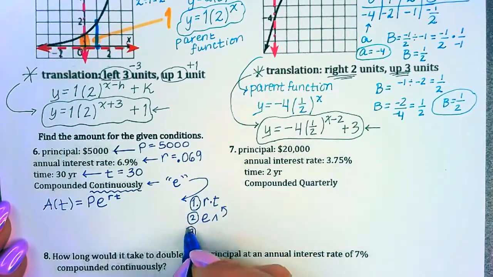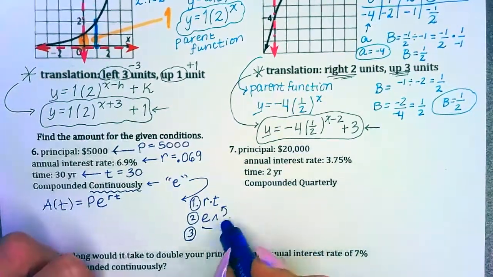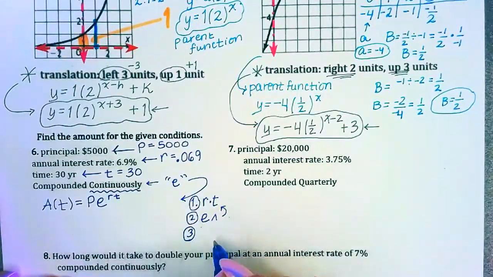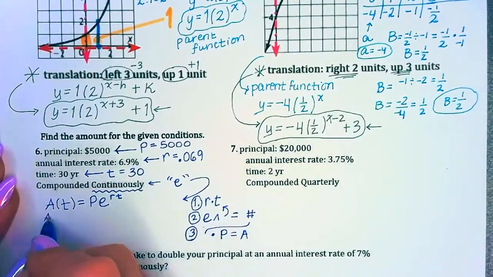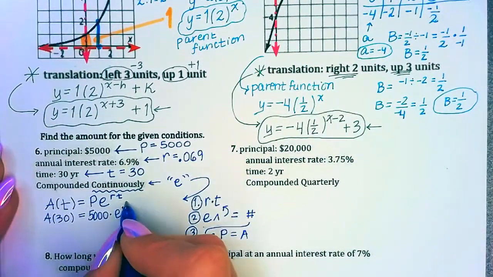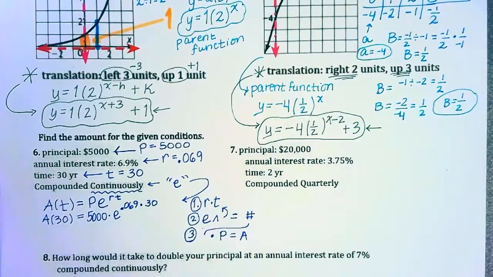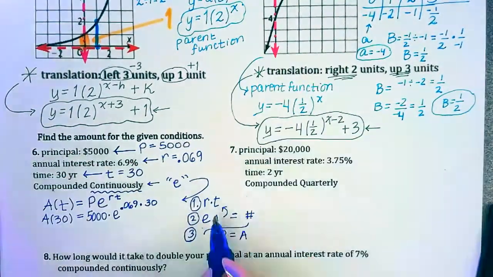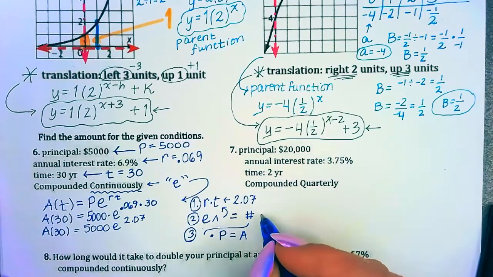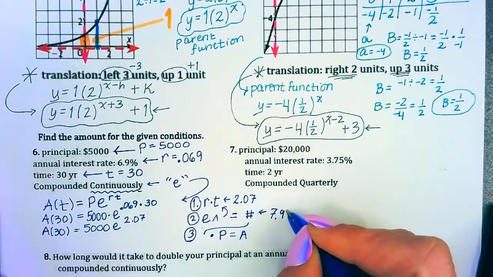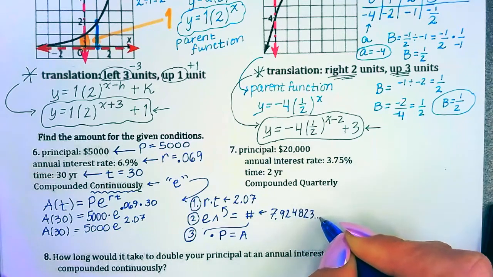E is raised to the rt. First, we're going to multiply the rate times the time. We're going to get a numerical value. Then we will raise e to that numerical value. After we get that next answer, we will multiply that by P, the principal, and we will get our A, the amount of money at the end. Using the calculator, 0.069 times 30 is 2.07. Not every calculator has an e button, but e to the 2.07 power equals 7.924823.